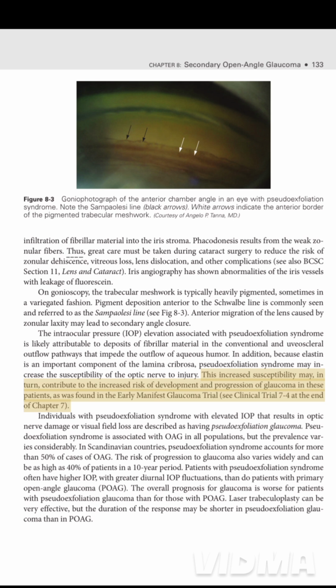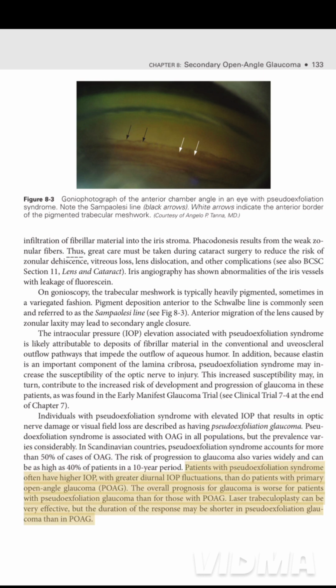of Chapter 7. Individuals with pseudoexfoliation syndrome with elevated IOP that results in optic nerve damage or visual field loss are described as having pseudoexfoliation glaucoma. Pseudoexfoliation syndrome is associated with OAG in all populations, but the prevalence varies considerably. In Scandinavian countries, pseudoexfoliation syndrome accounts for more than 50% of cases of OAG.